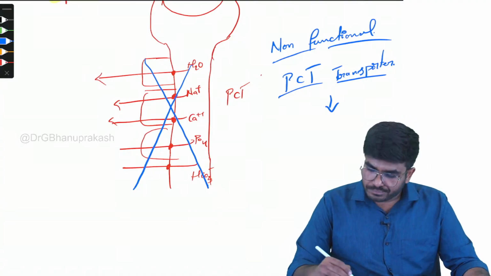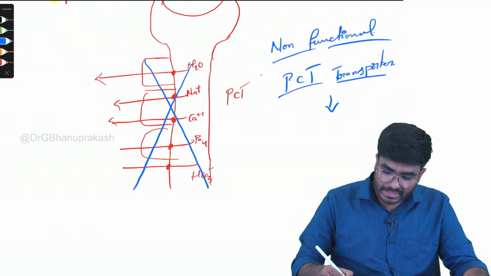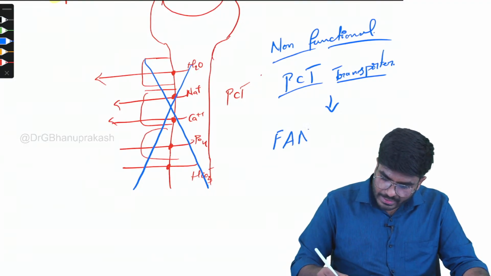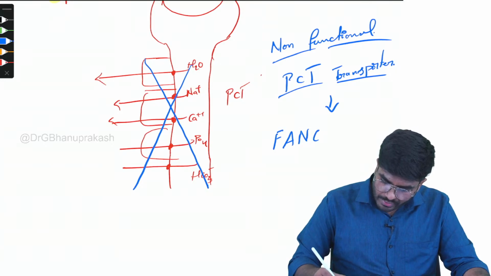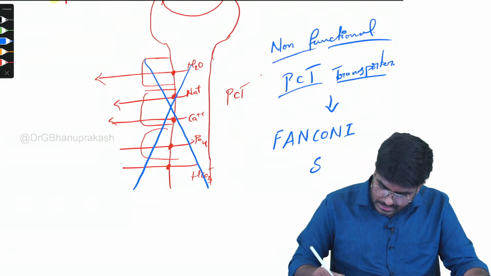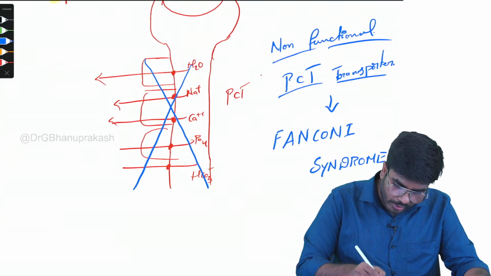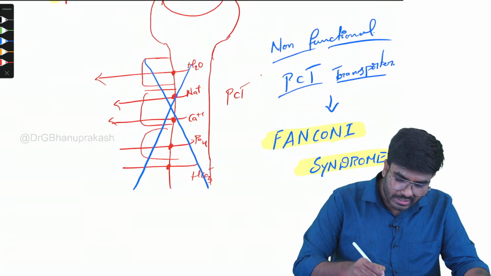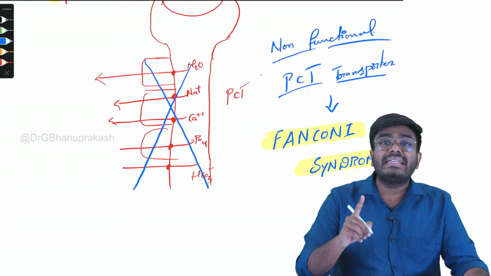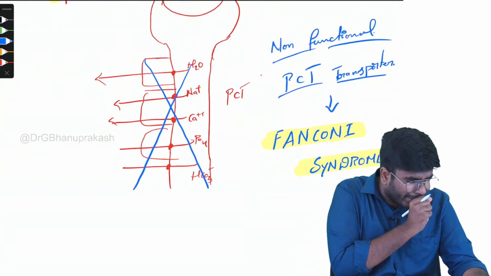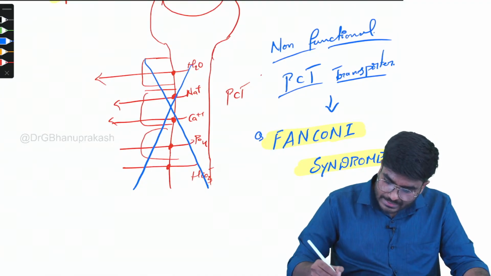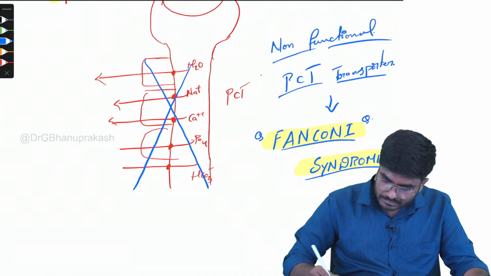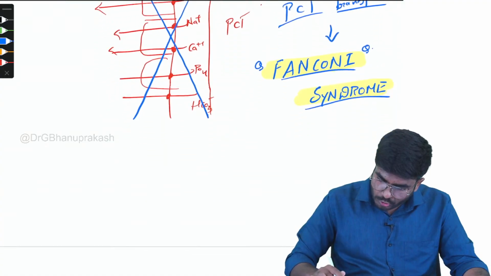Anyone? It starts with the letter F. Fanconi syndrome. Now, very important point. What exactly is Fanconi syndrome? Fanconi syndrome is a pathological condition where PCT is affected. Okay, that's Fanconi syndrome.